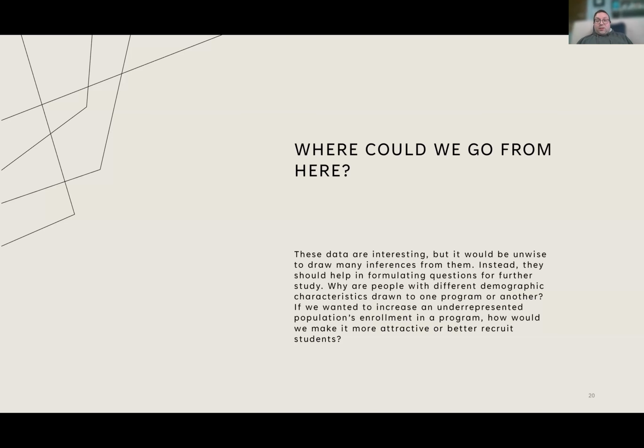And while these data are interesting, I think it would be unwise to draw too many inferences from them because none of these demographic factors explain why someone would choose to go into a certain program. There's no logical causal pathway there. So instead, they should help us in formulating questions for further study. So why are people with different demographic characteristics drawn to one program or another? Or if we wanted to increase an underrepresented population's enrollment in a program, how would we make it more attractive or better recruit students?